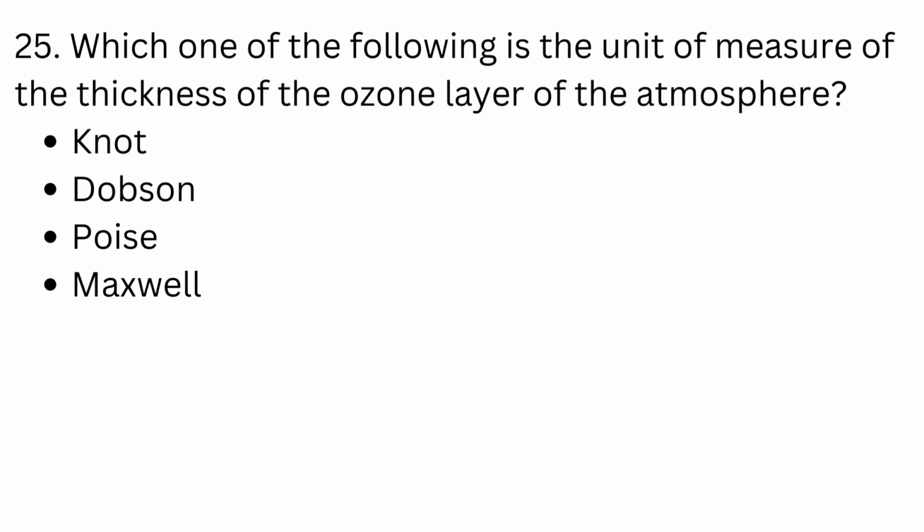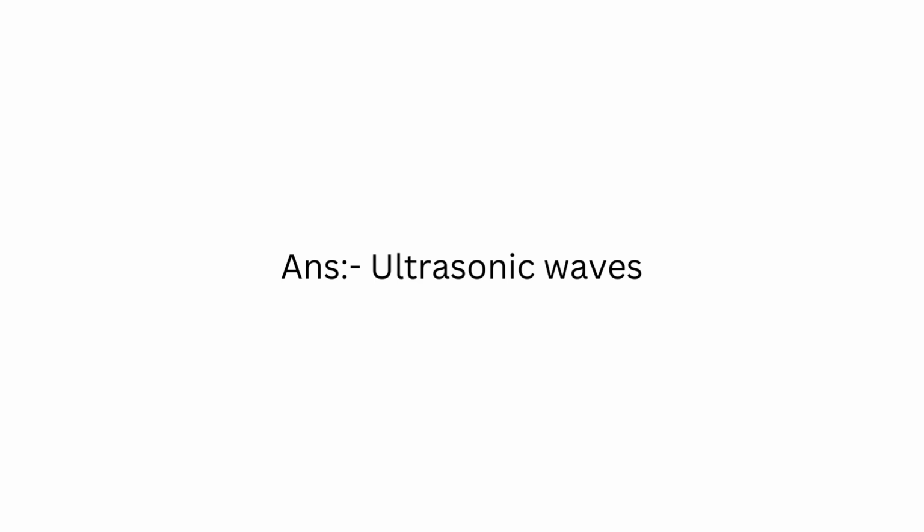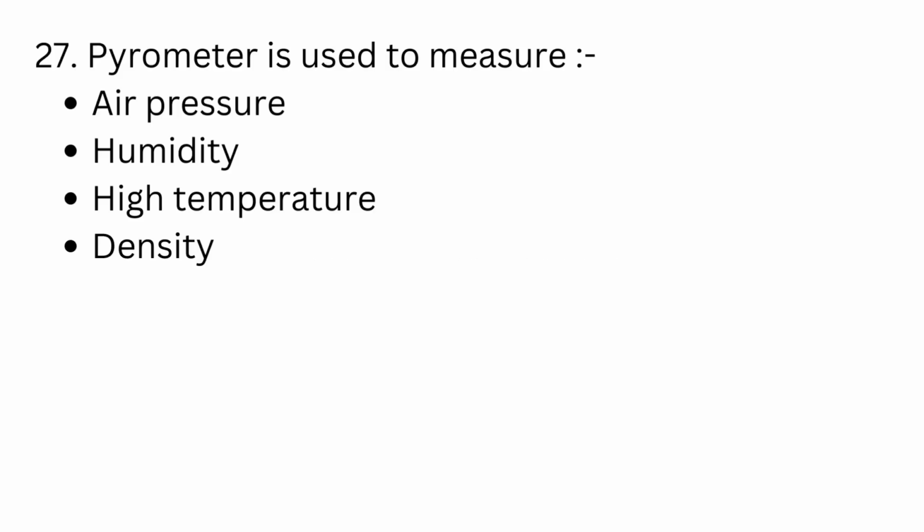Next question is, which one of the following is the unit of measure of the thickness of the ozone layer of atmosphere? Options are knot, Dobson, Poise, Maxwell. And the right answer is Dobson. Next question is, in sonar we use radio waves, audible sound waves, ultrasonic waves, and infrasonic waves. And the answer is ultrasonic waves. Next question is, pyrometer is used to measure, options are air pressure, humidity, high temperature, density. And the right answer is high temperature.